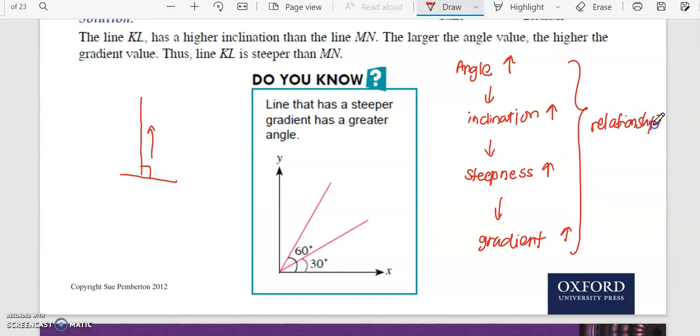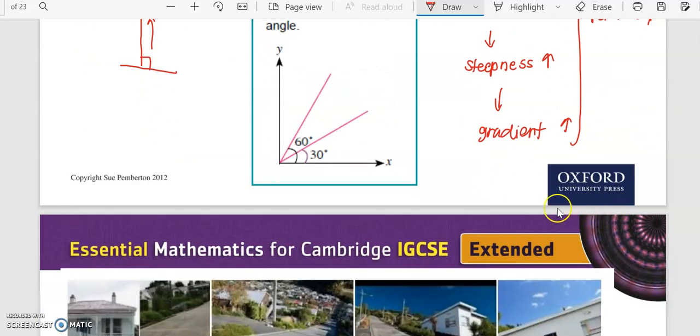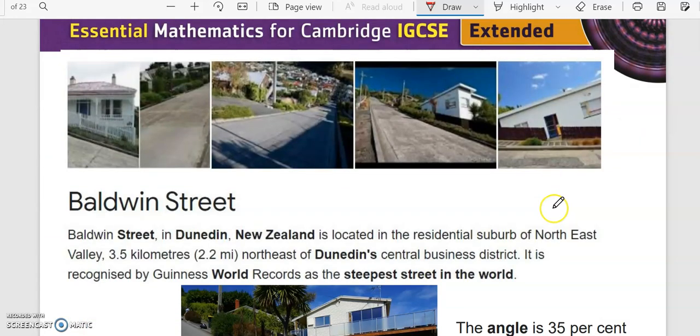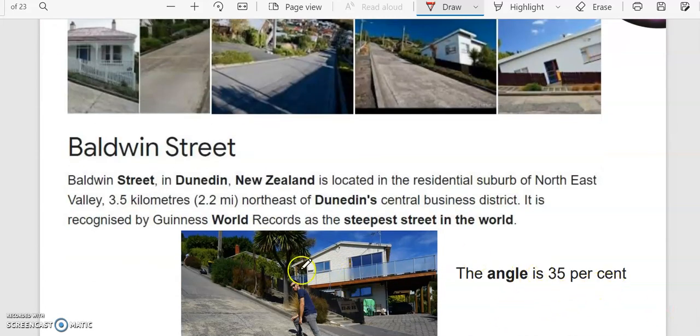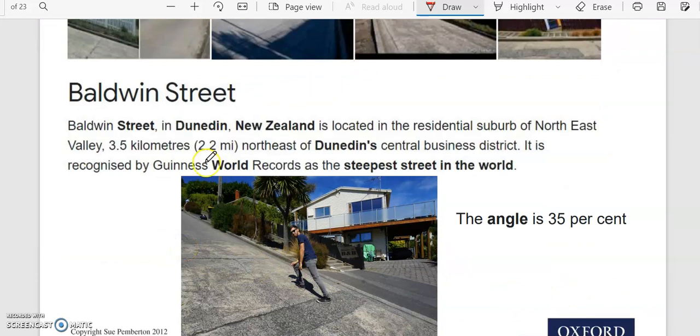Okay, so next we go to horizontal and vertical distance. Before that, I want to give you one information about Baldwin Street. Baldwin Street in Dunedin, New Zealand, is located in the residential suburb of Northeast Valley. Sekali nak tahu dekat Dunedin ni, New Zealand ni, jalan ni ialah the steepest street in the world. The angle is 35%, lebih kurang 35 cm lah. Maknanya tak silap saya ialah 45.